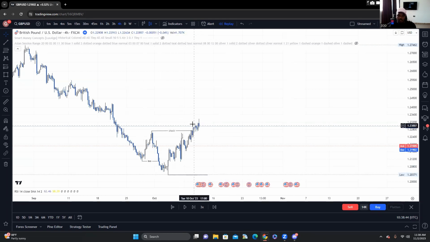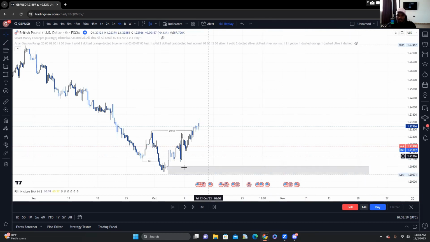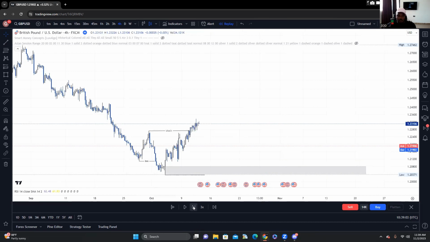And when we have a change in character like this, what we want to do most times is to look for the demand zone that caused that change in character. And where can we see that? This is the most probable demand zone sitting right here. So let's keep going.